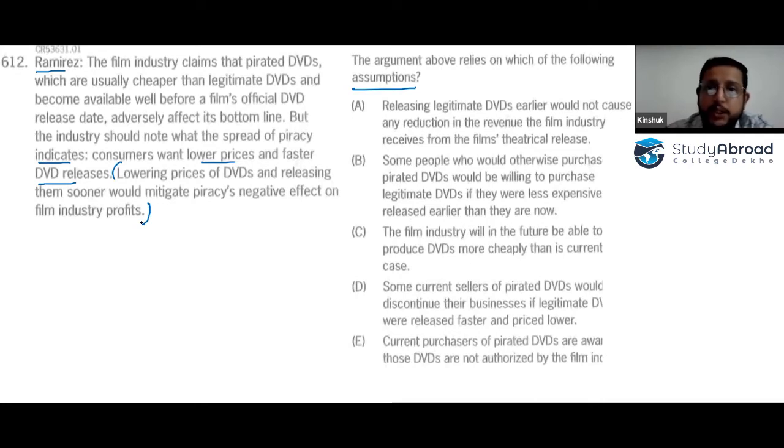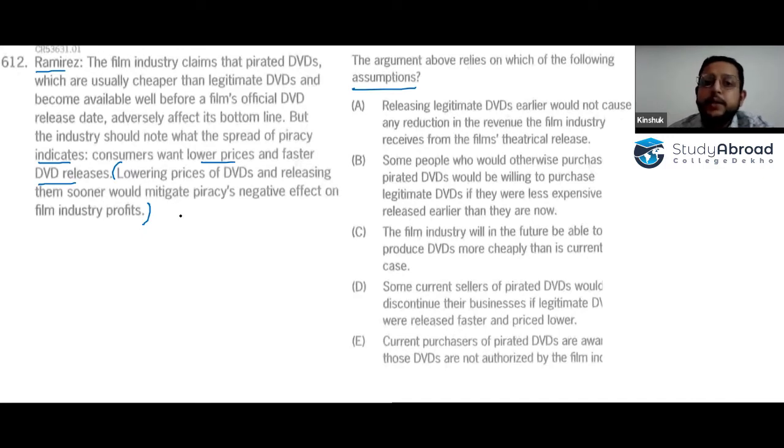So let us look at the first answer choice. Answer choice A says releasing legitimate DVDs earlier would not cause any reduction in the revenue the film industry receives from the film's theatrical release. Now, some of you might think that this could actually help the argument, but you're not supposed to help the argument. You're not supposed to find out if something is plausible or possible. You're supposed to find out what connects consumers wanting lower prices and quicker DVD releases to the author's final conclusion, that if you do that, then piracy would be mitigated.